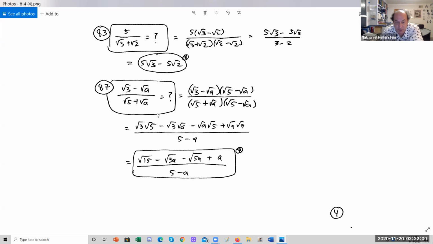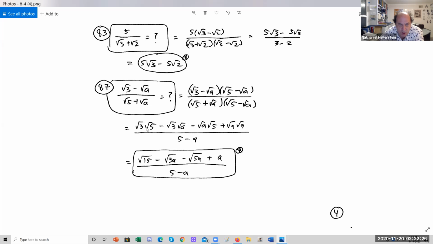Here we have root 3 minus root a over root 5 plus root a. Well, we take that ratio and we rescale by the conjugate of the denominator. Root 5 plus root a, the conjugate is root 5 minus root a, numerator and denominator. Okay, the denominator, sum of roots times difference of roots will be just 5 minus a. And the numerator, let's see, FOIL.